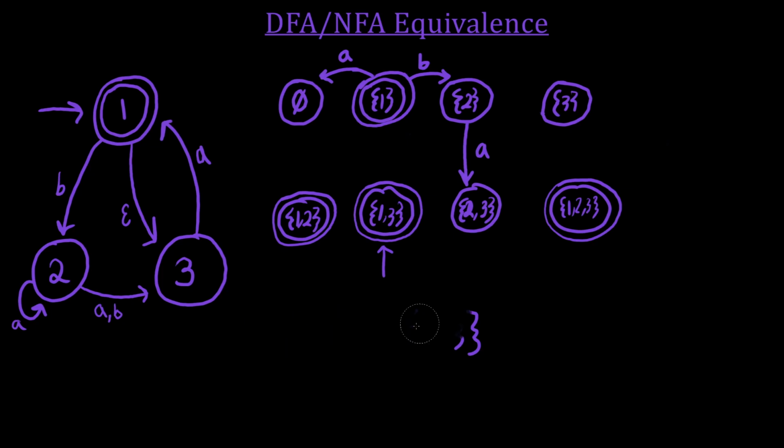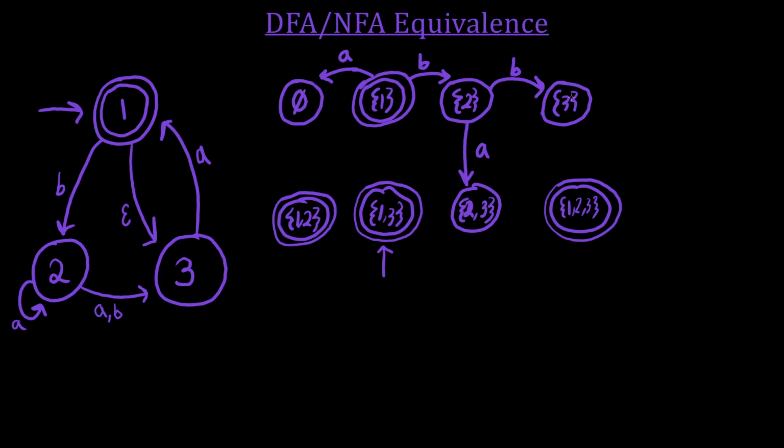Great, now let's do the character B. On state 2, the only state reachable on character B is state 3. So we're going to take the epsilon closure of the set containing the state 3. There are no outgoing epsilon transitions from the state 3, so the epsilon closure is simply the set containing the state 3. Therefore, on the character B, we transition from state 2 to state 3 in our DFA. All right, let's move on to the next state.